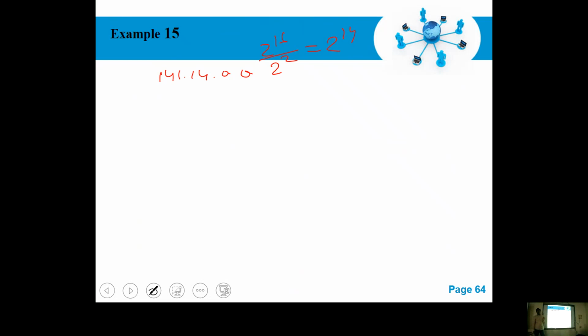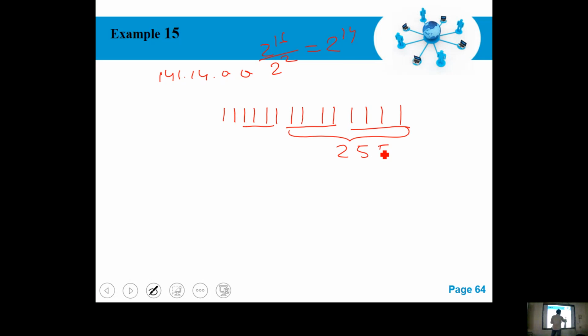14 ones, because I have 14 bits allocated for each host. So 1, 2, 3, 4, 5, 6, 7, 8, 9, 10, 11, 12, 13, 14. From this side, 4, 4, 4, and 2. So if I write it in decimal, what will be the value? This one will be 255. Always remember, I need to write from that side, not from this side, whenever we are talking about last addresses.